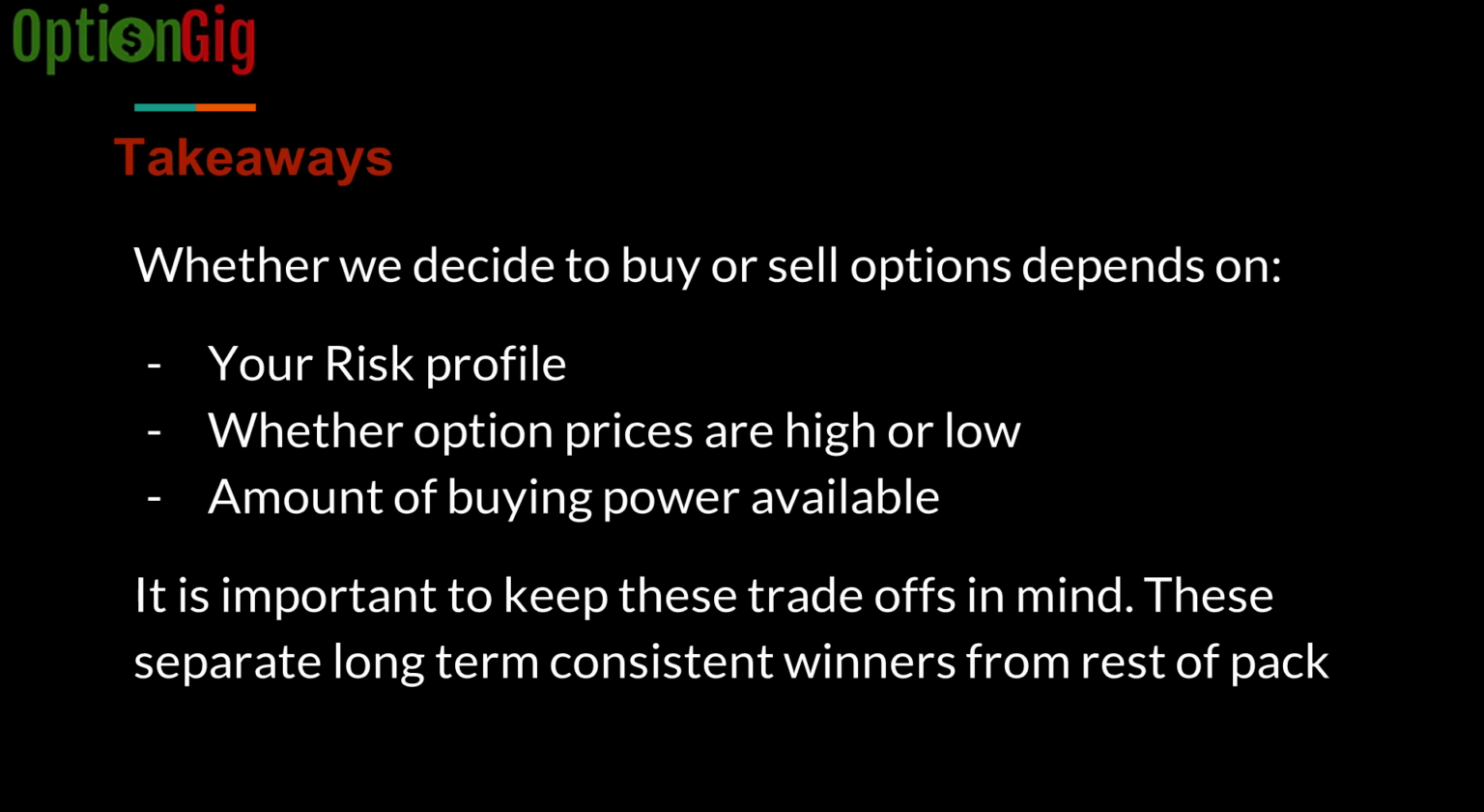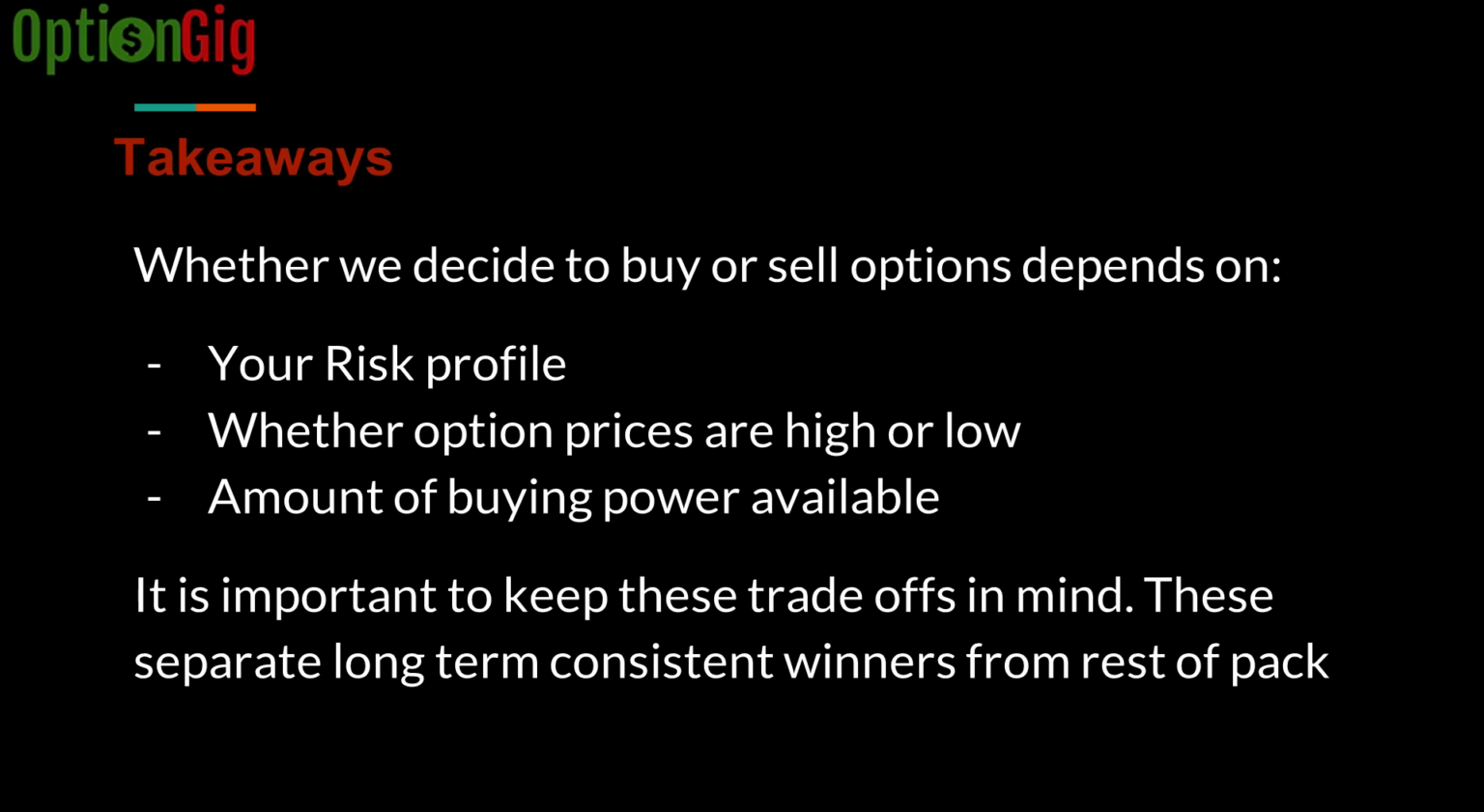Takeaways. Whether we decide to buy or sell the options, it depends on the risk profile. If you have capacity to take some risk and be rewarded, option selling may work out for you. Second thing is whether the option prices are high or low. That also may determine whether you want to sell the options now or buy the options now. If the current option pricing is historically low, you might be better off buying an option in some cases, so that if later on the option prices go higher because the volatility has gone higher, you could sell it. And lastly, the amount of buying power which is available.